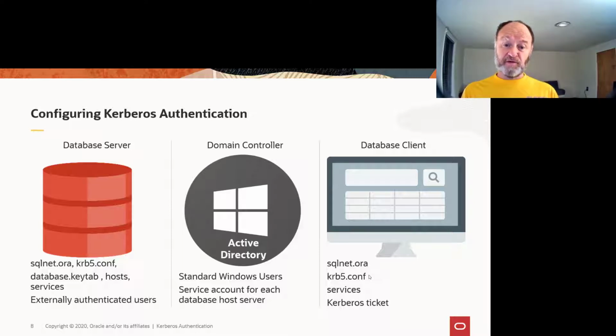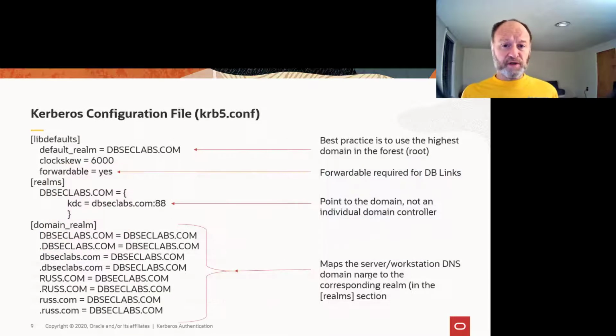On the database server, there's a few configuration files you're going to have to set up, and same thing on the database client. One of the most important of those files that you'll be setting up on both the database server and the client is a file called krb5.conf. This is the master configuration file for Kerberos. We have three key sections that we use in the krb5.conf.